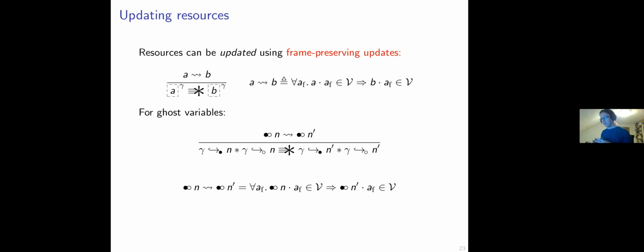So let's unfold the squiggly arrow. What this means is that we assume that we are given some frame which is compatible with authoritative fragment n, and we have to show it's still compatible with the new element. But we can already stop here because there simply is no element that's compatible with authoritative fragment n. By the definition of composition, every possible frame will yield bottom when it is composed with authoritative fragment n. So the left-hand side of the implication is false, and so the overall frame-preserving update holds vacuously.